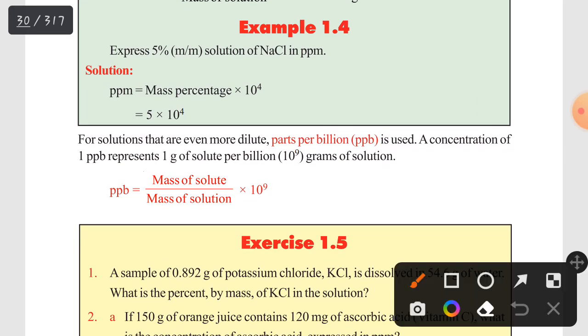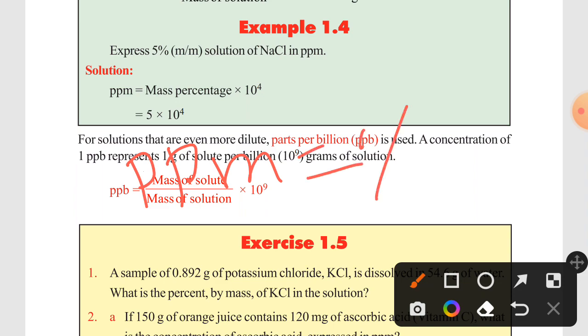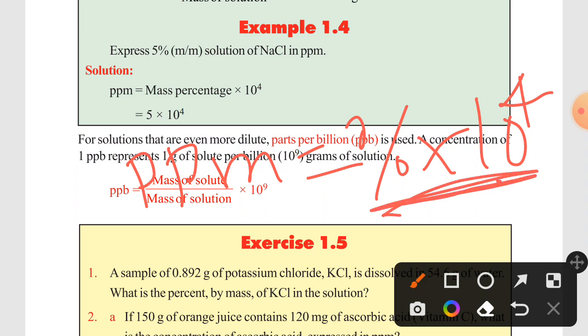Example 1.4. Express 5% solution in parts per million. Dura akkuma ilaalle parts per million walqixa percent by mass times 10 raised to 4. This is the formula. Percent by mass times 10 raised to 4. Percent by mass keenya 5 nu kennameera. So 10 raised to 4 kan itti baay'isna, 5 times 10 raised to 4.